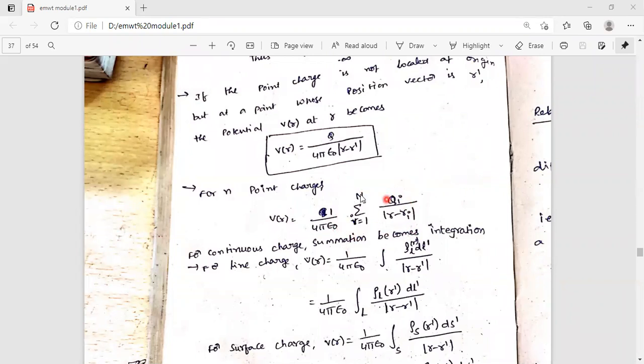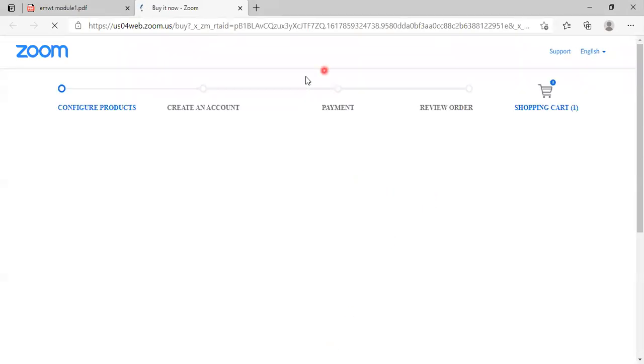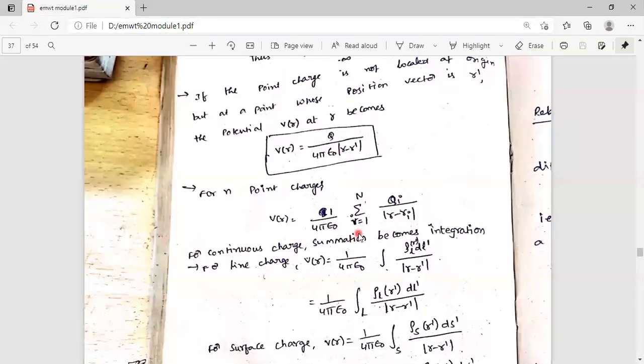So because of this, what is the total potential? V is now given by 1 by 4 pi epsilon naught, sigma i runs from 1 to n, Qi by modulus of r minus Ri. Simply replace this single charge with Qi. Now use suffix i because there are n number of charges, and earlier there was only one charge at distance r bar. Now there are multiple charges at distances r1, r2, r3, and so on up to rn. So replace that r bar also with ri. i is the running variable, running from 1 to n. So the expression is 1 by 4 pi epsilon naught sigma i runs from 1 to n Qi by modulus of r minus Ri.